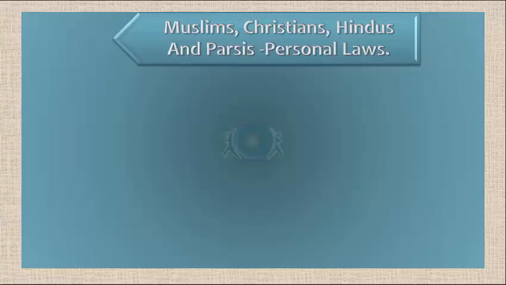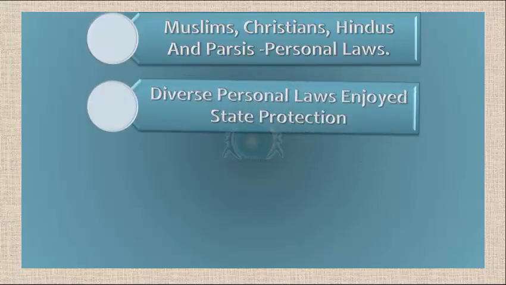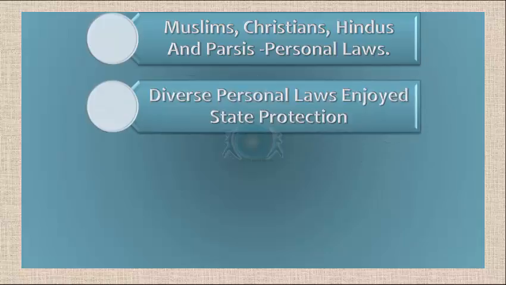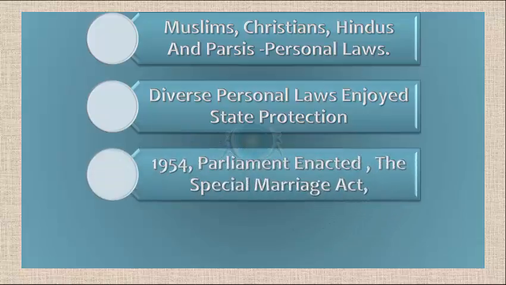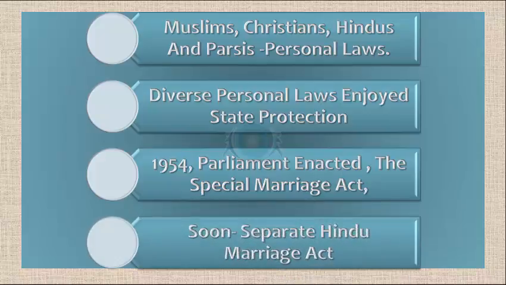In India, Muslims, Christians, Hindus and Parsis have their respective personal laws. This system of diverse personal laws has enjoyed state protection from the earliest years of the post-constitutional era. In 1954, Parliament had enacted a secular matrimonial law called the Special Marriage Act, but it was soon followed by a separate Hindu Marriage Act.